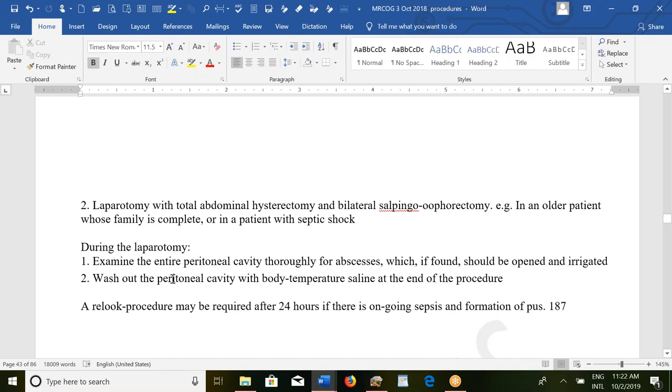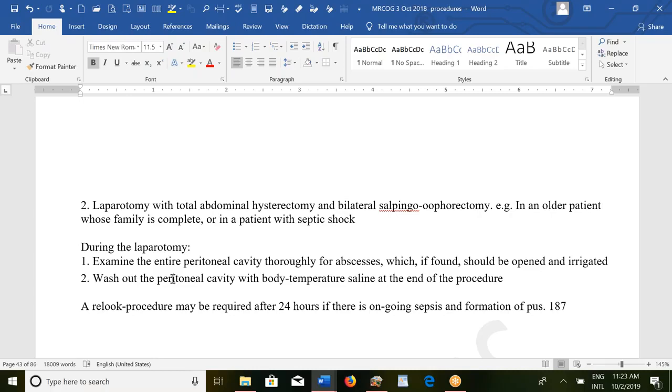Sometimes they will ask you, you are doing a surgery, what will be your first step? You must say that you will open the abdomen and inspect the peritoneal cavity, and that is what you do routinely, right? So examine the entire peritoneal cavity thoroughly for abscess. If it is found, it should be opened and irrigated.